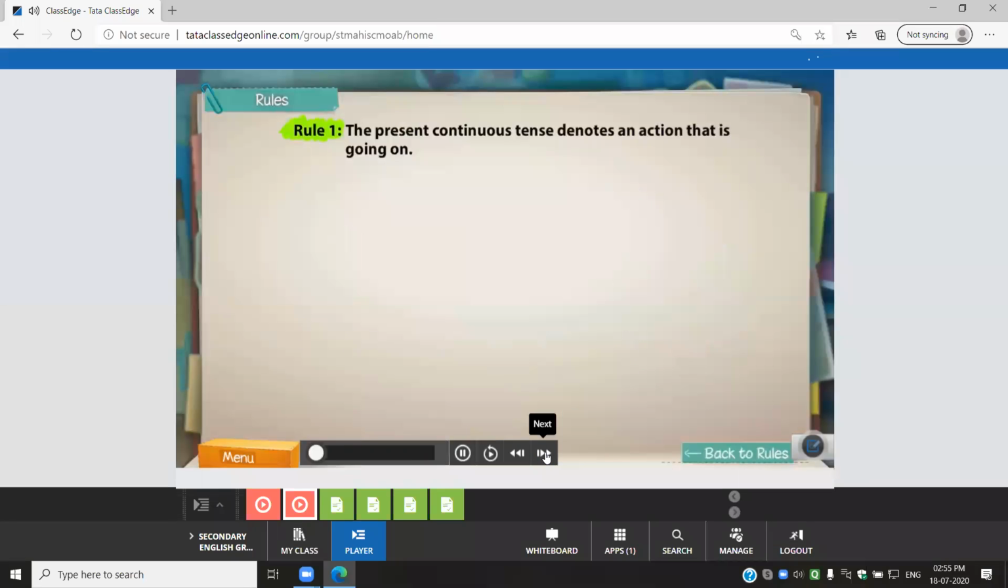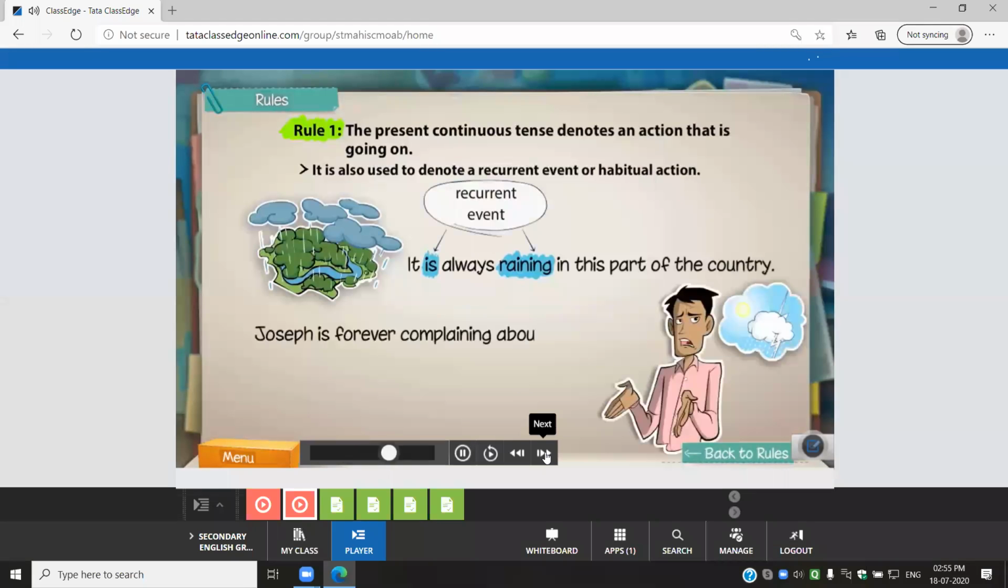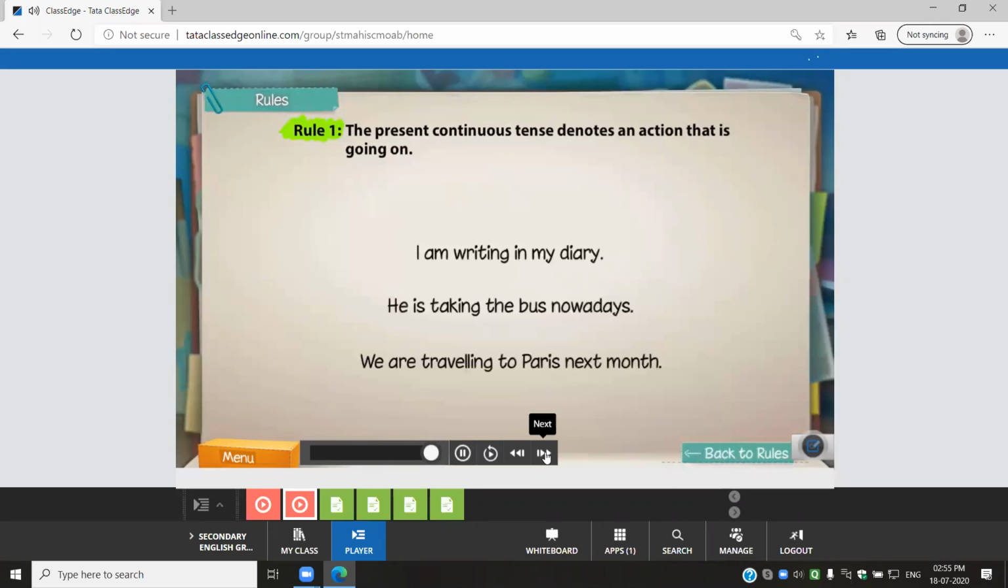The present continuous tense is also used to denote a recurrent event or habitual action. For example, in this sentence, the continuous present tense used with the adverb always shows that raining is a recurrent event in a particular part of the country. Similarly, in the next sentence, the continuous present tense and the adverb forever shows how complaining about the weather is a habitual action of Joseph. Here are some more examples of sentences using the present continuous tense.